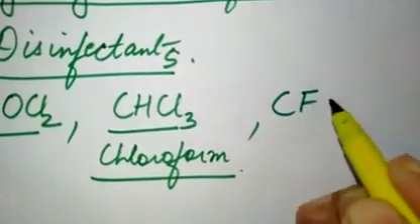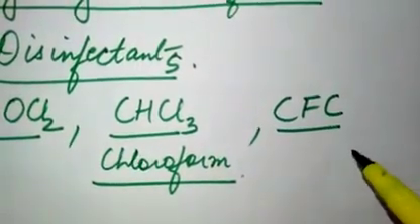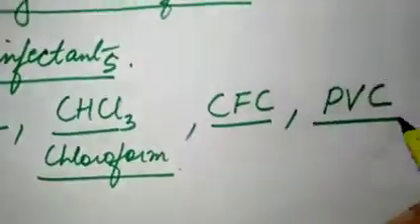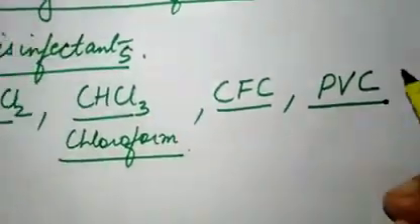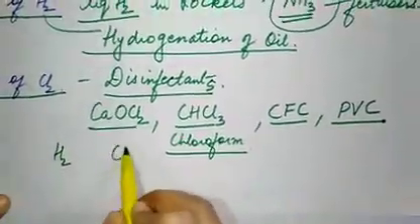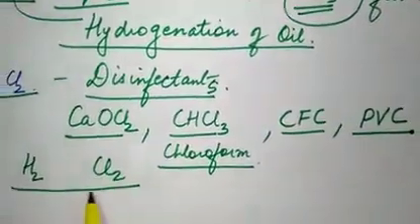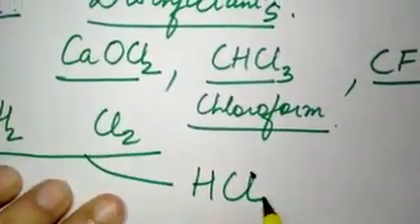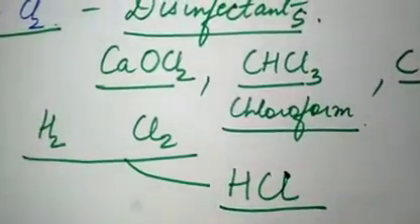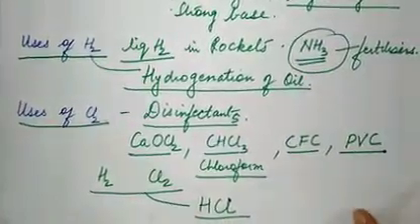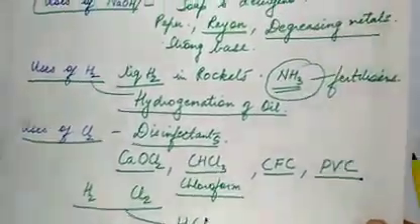Then CFC, chlorofluorocarbons. It is also used in making of chlorofluorocarbons. It is also used for making of PVC, polyvinyl chloride. Okay, so all these are uses of chlorine. And even hydrogen and chlorine, both of them are used for making a very important chemical, that is HCl, hydrochloric acid. Okay, so all the products of the chlor-alkali process are very important, and these are their uses. Now we come to the next salt, which is bleaching powder.